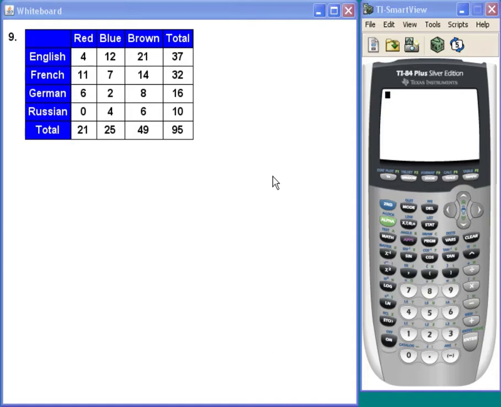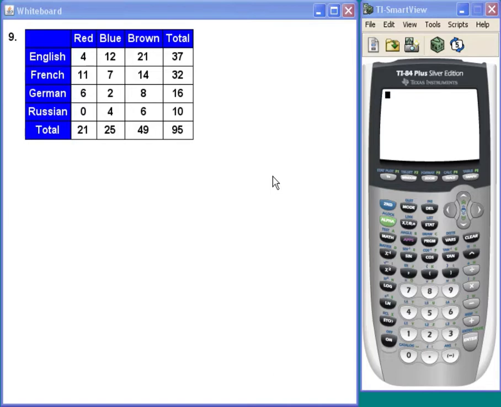Now I didn't write out the instructions here just to save space so I can get all these problems worked out on one screen, but I'll read them to you here. Calculate probabilities of simple and compound events, and, or, and not, and conditional probabilities. Be able to decide when events are independent and mutually exclusive.